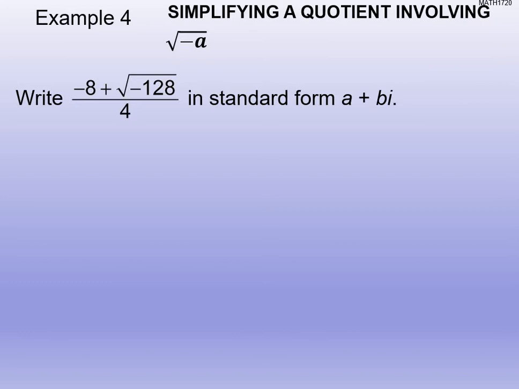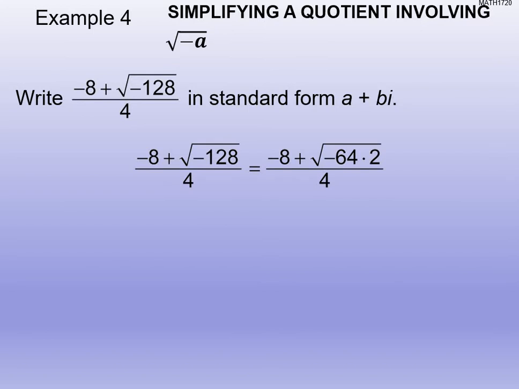The first thing is handle the negative square root. So that ends up being i times the square root of 128, just that little section right there. Then we have to find perfect squares for 128. So you're going to get negative 8 plus the square root of negative 64 times 2 all over 4. When we do this, the negative square root of 64 becomes an 8i times the square root of 2, so you're going to get negative 8 plus 8i square root of 2 divided by 4.